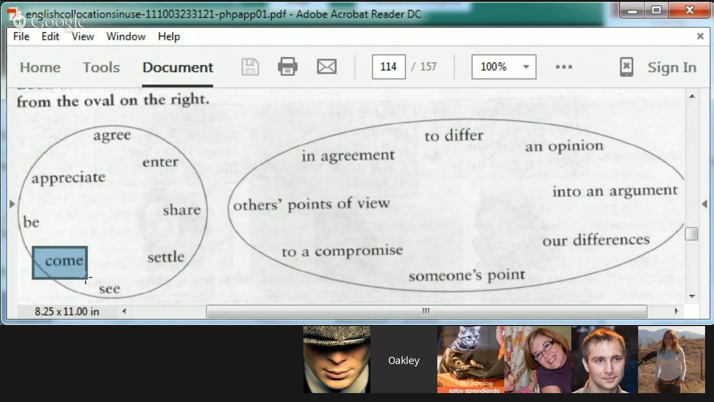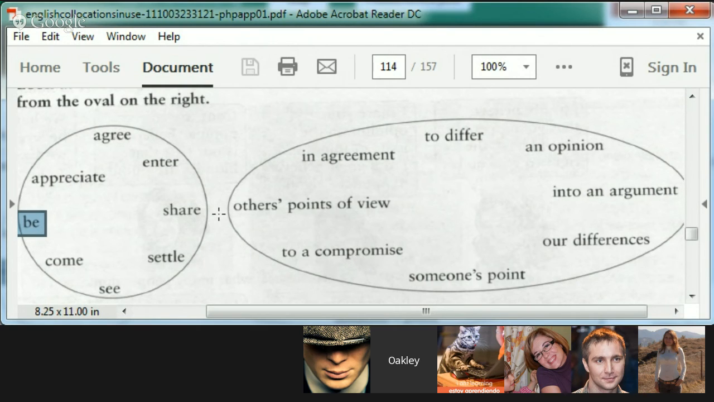That's also possible. Albina, come. Come to an agreement, come to a compromise. Yeah. Come into an argument, perhaps. No, you don't come into an argument. You enter into an argument. You get into an argument. You start an argument. But you don't come into an argument. Okay, I can't find anything else. I can't either. I think you're right. Come to an agreement, come to a compromise.